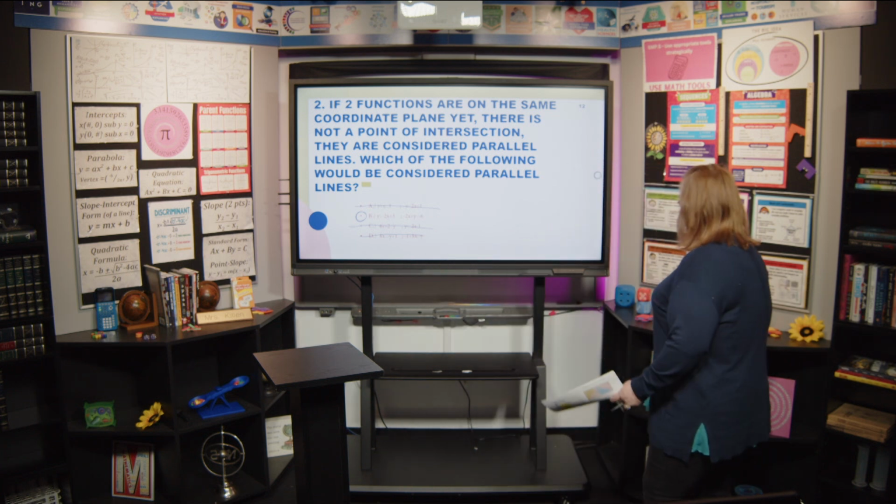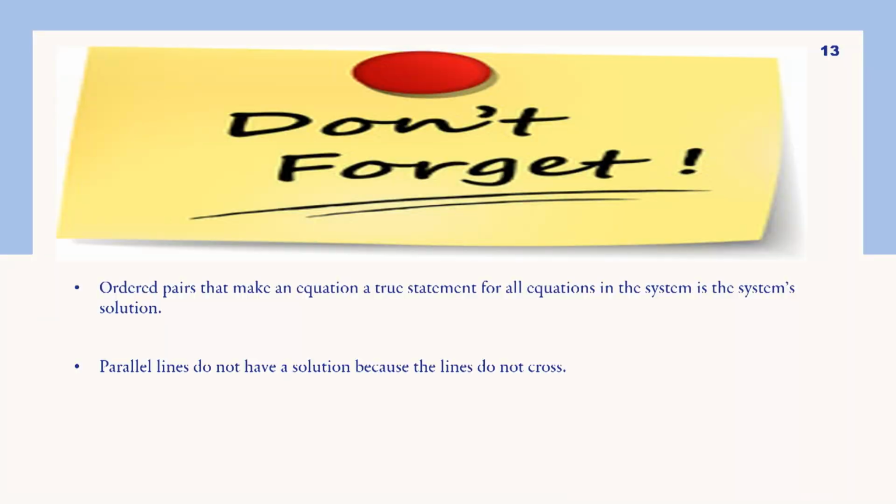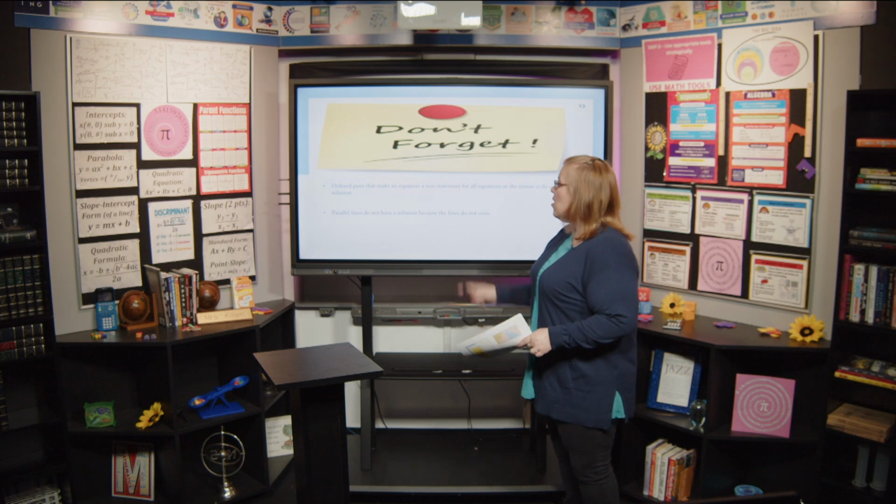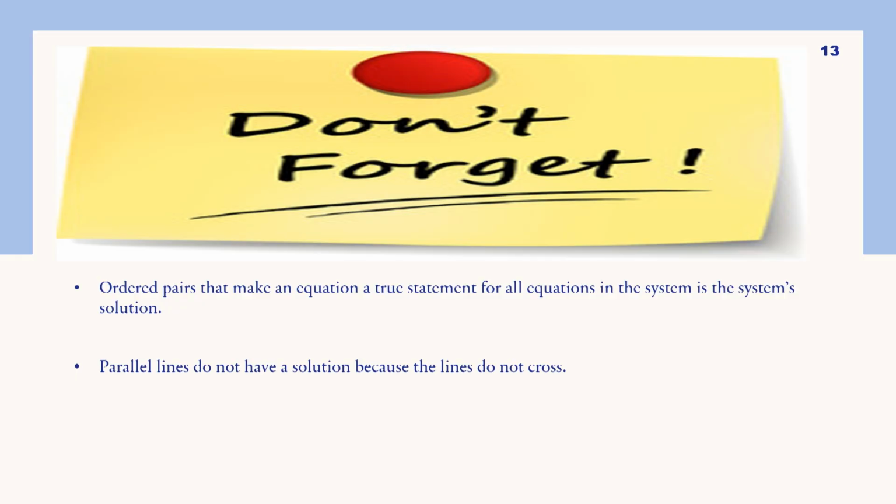Good job. I do not want to forget, ordered pairs that make an equation a true statement for all equations in that system are considered its solution or that solution set. Parallel lines do not have a solution because they never ever cross.